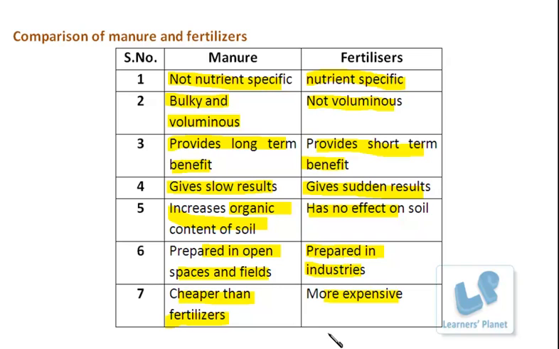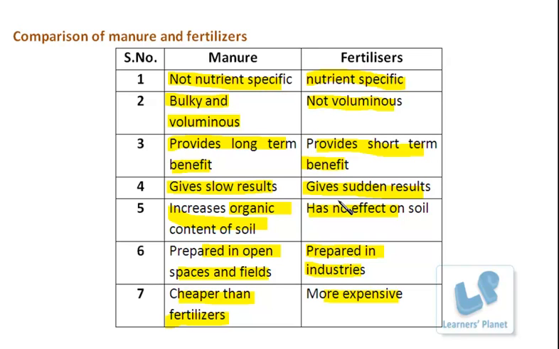Now, by looking at such aspects, each type has either this advantage as well as the disadvantage. So now what should be done? That is the thing now. Yeah, I can add one more point here, that manure is eco-friendly, whereas fertilizers are one of the important sources of pollution. So of course that is another point that should be added here.